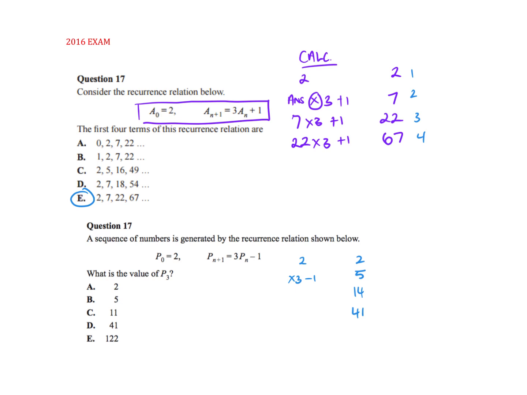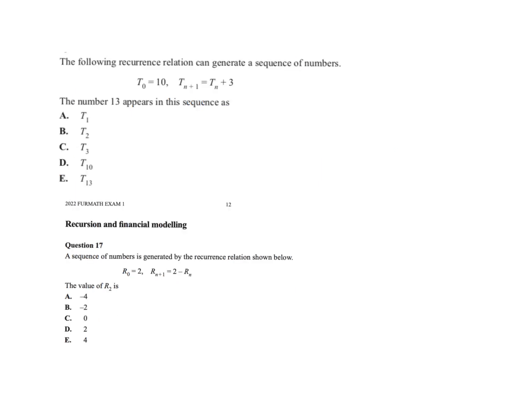Now, see how they said they wanted P3? That's because this one was P0, this one's P1, this is P2, and that's P3, okay? So the answer is 41. Okay, the next one says the number 13 appears in the sequence when. So if you look, you would have T0 is 10, T1, if you do it on your calc, you're just adding 3. So T1 is actually 13. That one was pretty easy.